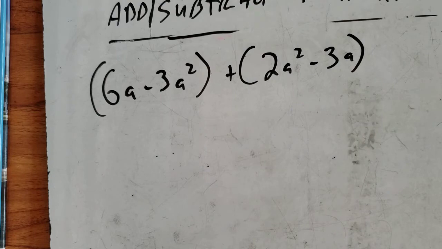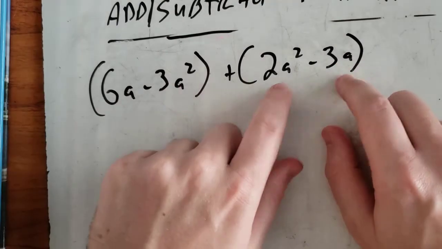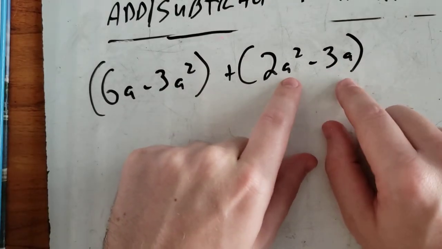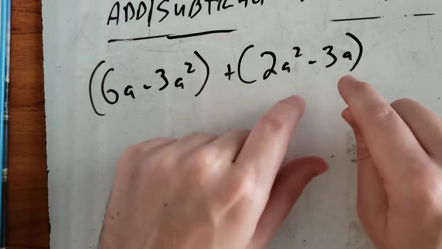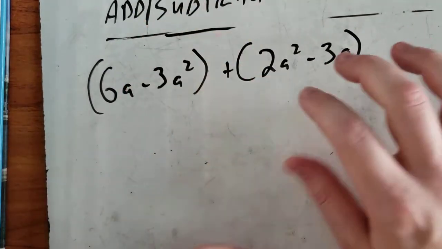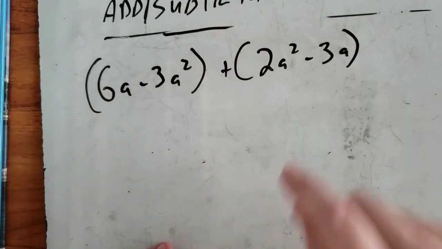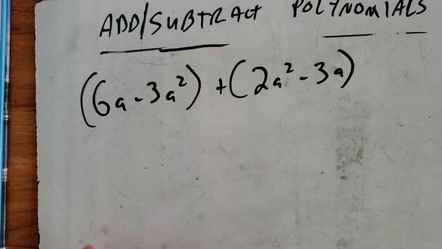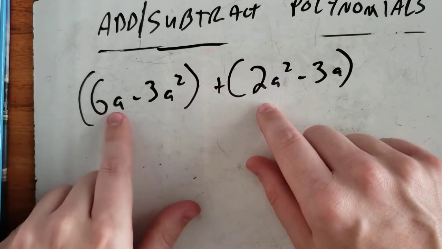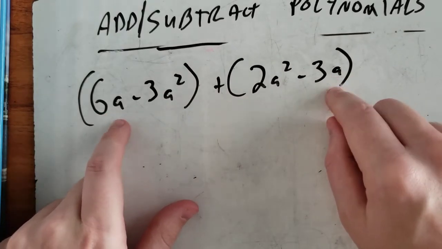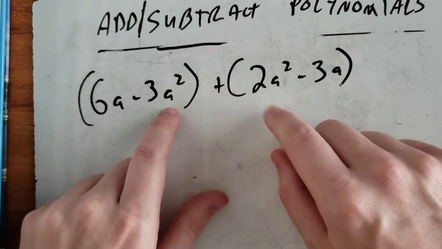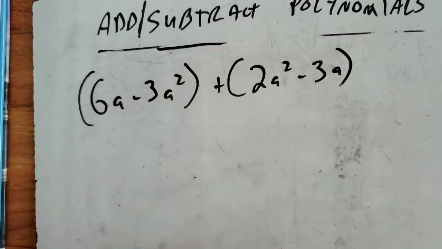Remember, you can't do anything within the parentheses because this one has a squared, this one just has an a. You can only combine like terms, you can't add those together. So you leave it the way they are and add across. Now, remember, match up the ones that have the same. We have one a here, a single a here, a single a here, so we can add these two. And we have the a squared here and a squared here, so we're gonna add these two, okay?